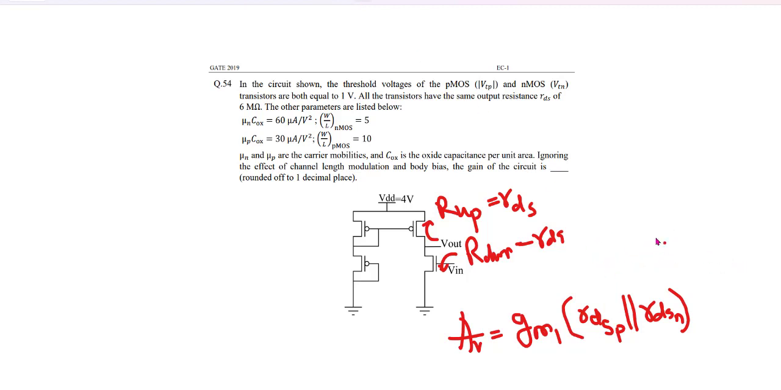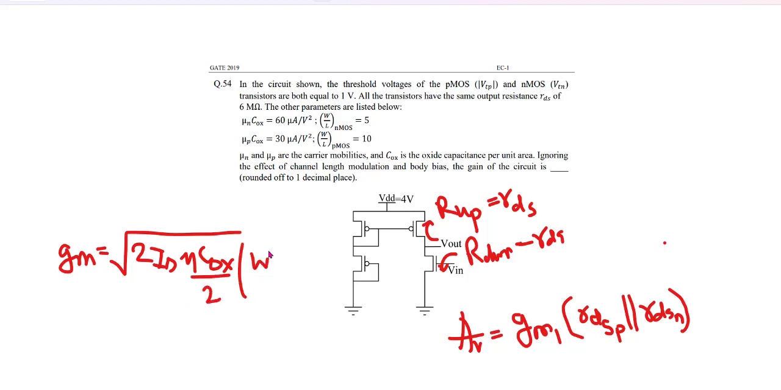Okay, so this is your voltage N. So now the GM1 is what you have to find out because RDS is given. So GM1 you have to find out. Now you know from formula that GM is nothing but under root 2 ID mu COX by 2 W by L. This is what your GM is.